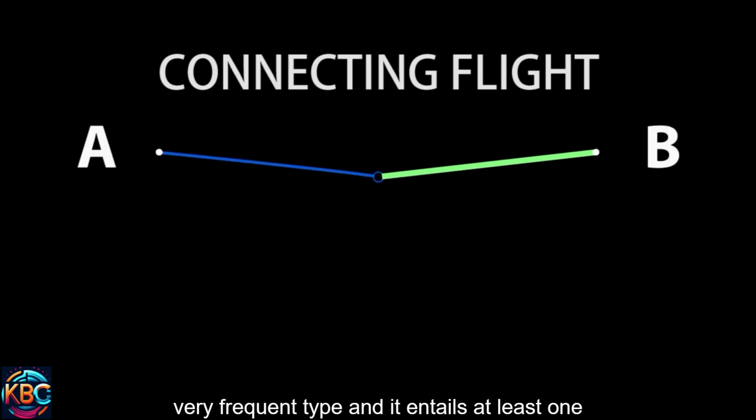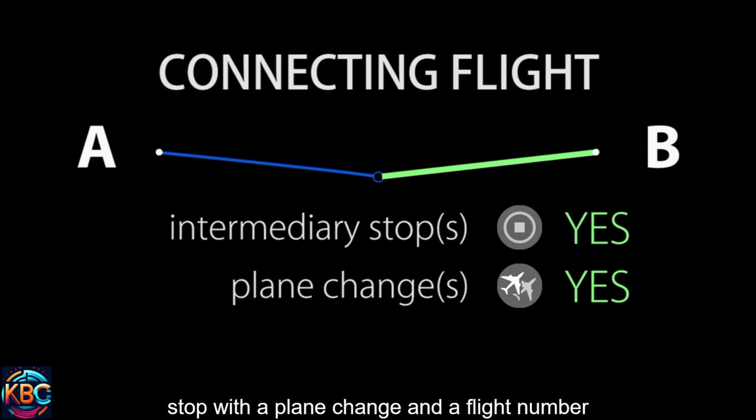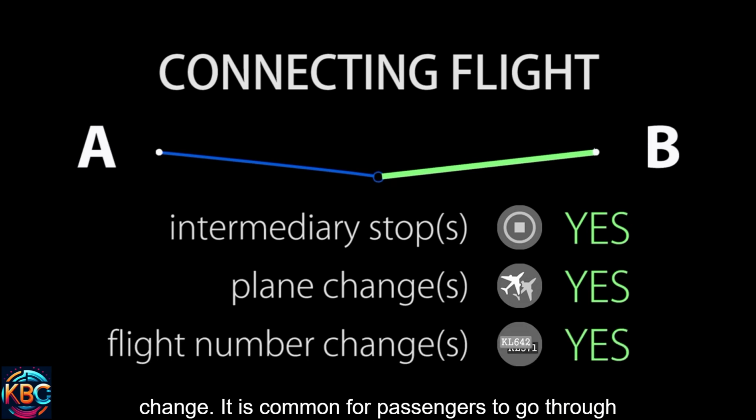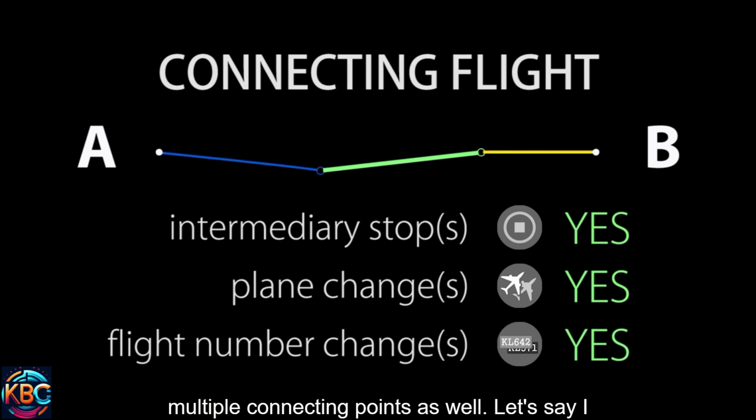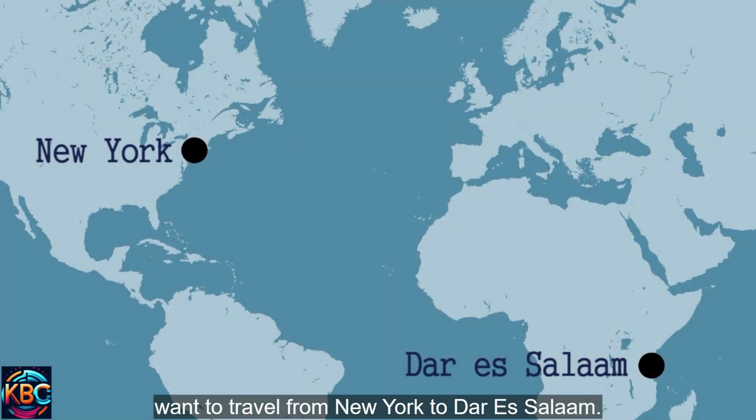Option number 4. Connecting flight. This is a very frequent type, and it entails at least one stop with a plane change and a flight number change. It is common for passengers to go through multiple connecting points as well. Let's say I want to travel from New York to Dar es Salaam. There are no direct or non-stop flights between these two cities. This leaves me with one last solution, a connecting flight.